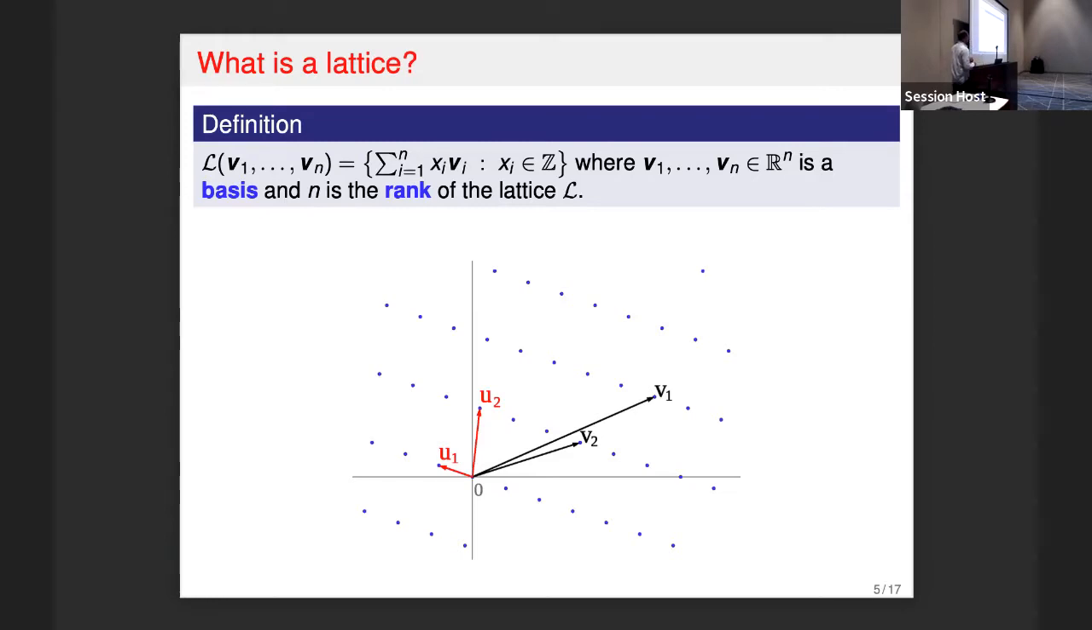But if you are given the basis U1 and U2, we will get some information about the geometry of the lattice. But if you are given just V1 and V2, it's very hard to get any information about the geometry of the lattice. So it's possible that the input of the lattice gives you very little information about the geometry of the lattice.